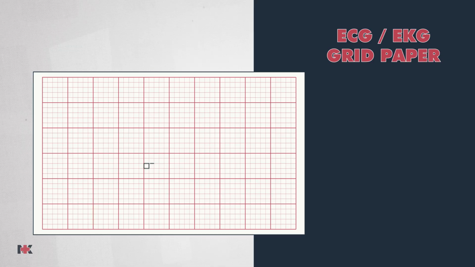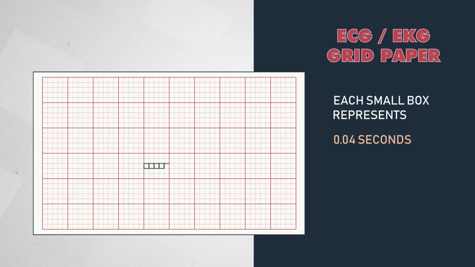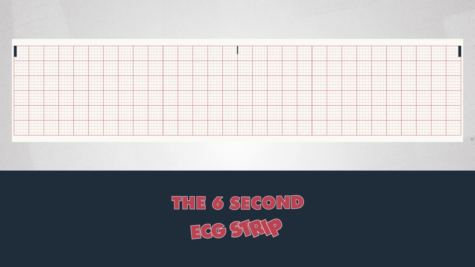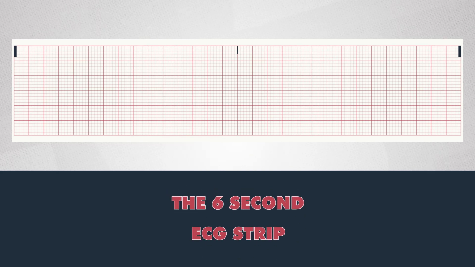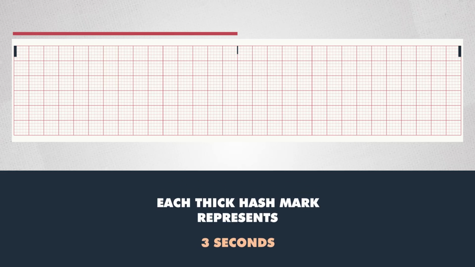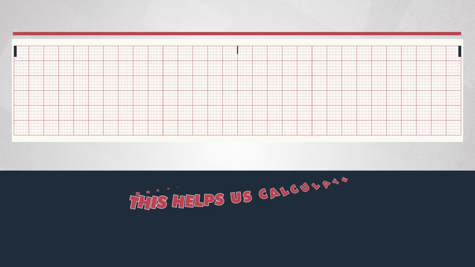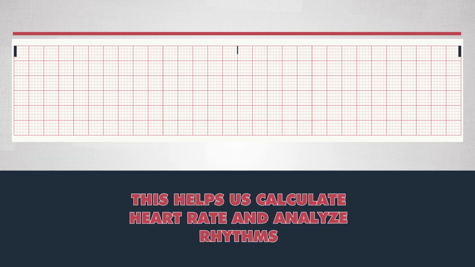On ECG grid paper, each small box represents 0.04 seconds, and 5 small boxes comprise one large box, equal to about a fifth of a second, or 0.2 seconds. By counting these boxes, we can measure the timing of each part of the ECG rhythm. Now let's look at the dashed lines at the top of the ECG strip. Each thick hash mark represents 3 seconds, and the space between 2 thick marks is 6 seconds. This helps us calculate heart rate and analyze rhythms.